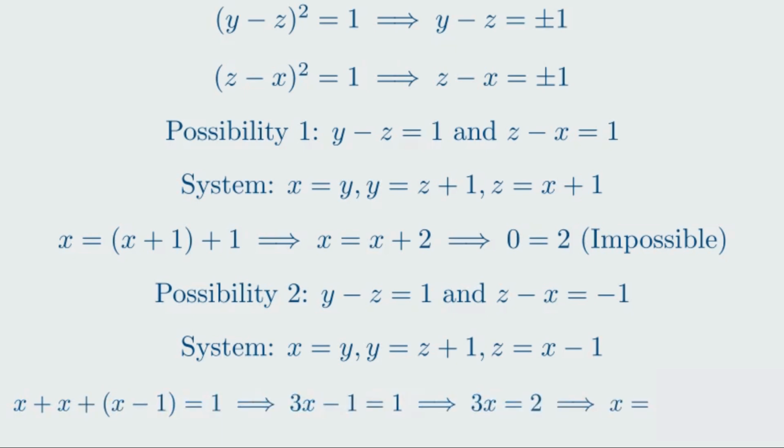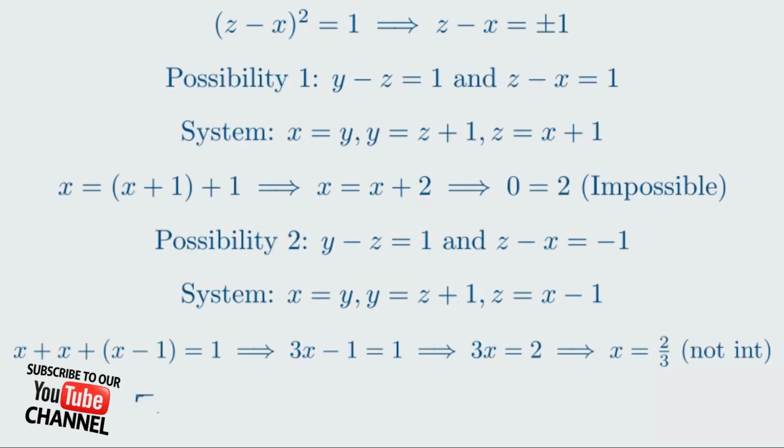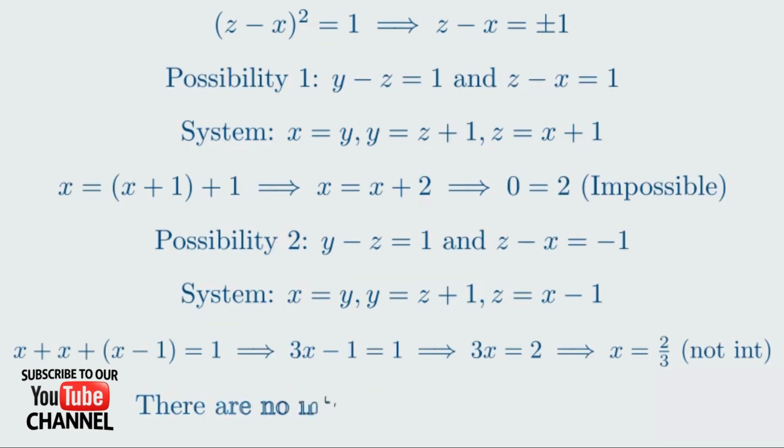This gives y equals z plus 1, and z equals x minus 1. Substituting z equals x minus 1 into the first equation, we get y equals x. This is the condition we started with. So we need to solve the system x equals y, z equals x minus 1, and x plus y plus z equals 1. This gives us x equals 2/3, which is not an integer. So it appears that if x equals y, there are no integer solutions.